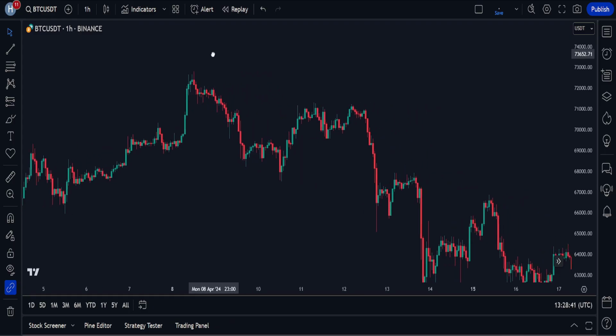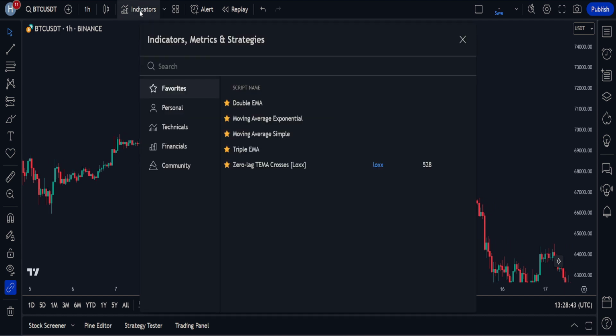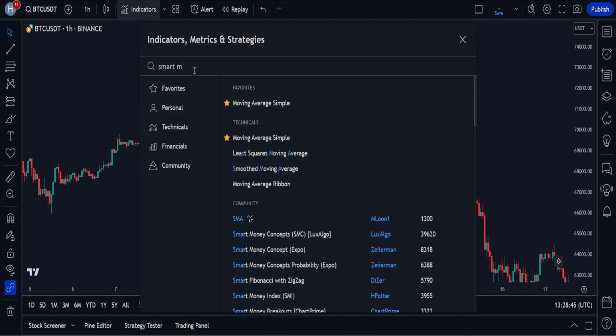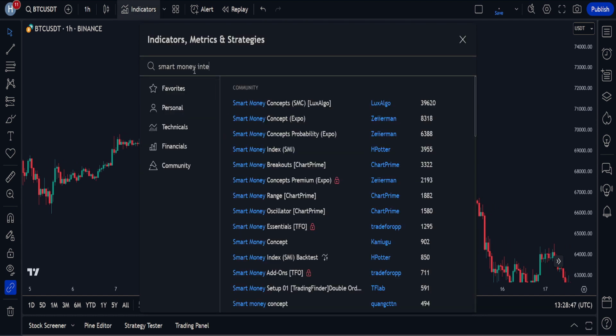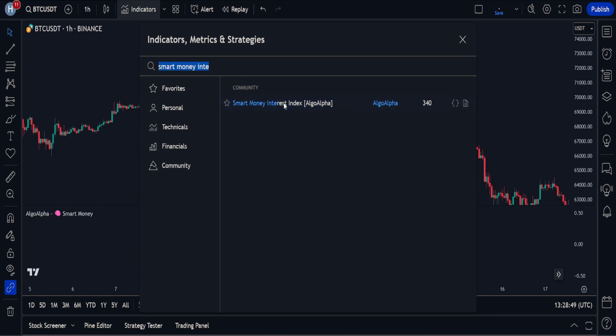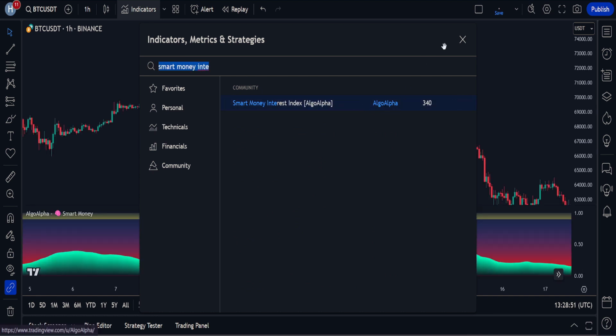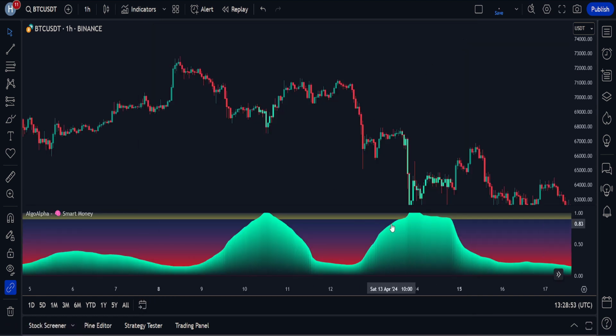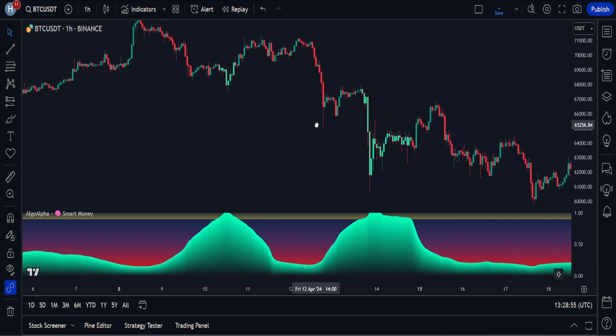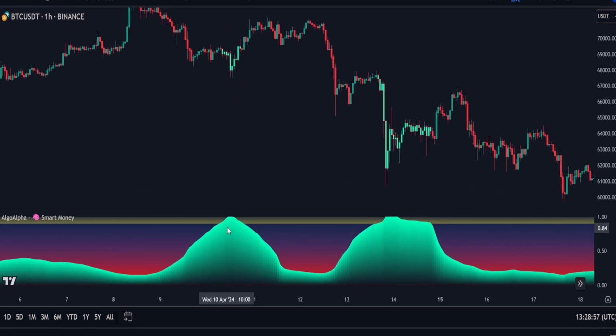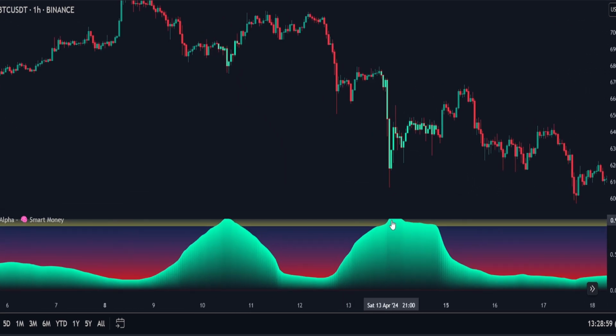So to add this amazing indicator to our chart, we will click on Indicators tab and we search Smart Money Interest Index. After that, we will add this one, which is created by Algo Alpha. This is the indicator, and as you can see, it's added here below the chart. As you can see, we have a histogram which is green in color, as the name of the indicator is indicating it's an index showing the interest level of smart money.